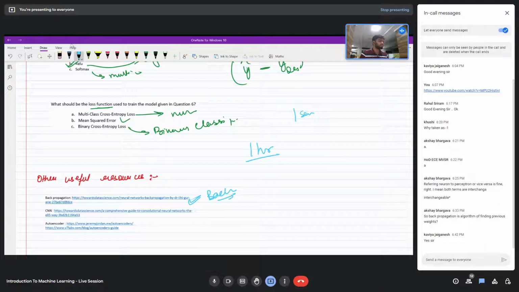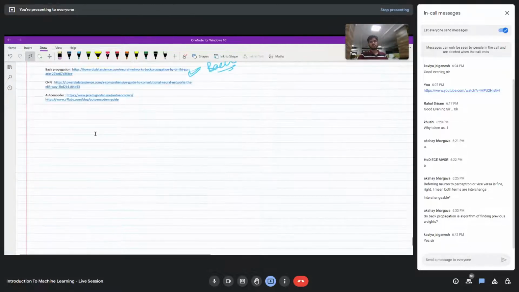Any other doubts that you have? So just one: in a neural network, nodes are just classes, right? Or the features of classes. What does a node represent in the neural network? Oh, okay. I'll see.